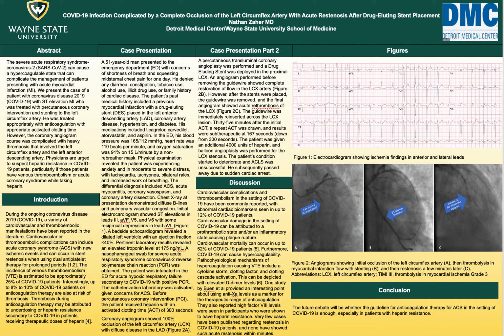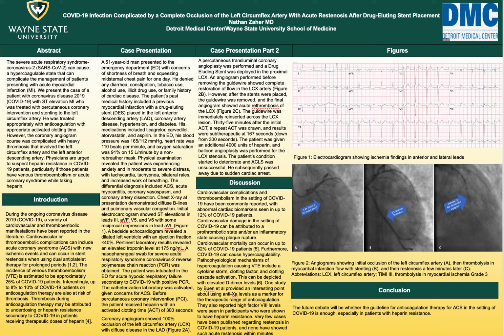So in the ED, the patient's blood pressure was elevated at 165/112. He was rapidly desaturating and was subsequently placed on a 15-liter non-rebreather mask. Also on physical exam, there were crackles heard in the lungs. The patient was severely anxious and had an increased work of breathing. So the differential diagnosis at that time was acute coronary syndrome, acute myocarditis, coronary vasospasm, and coronary artery dissection.